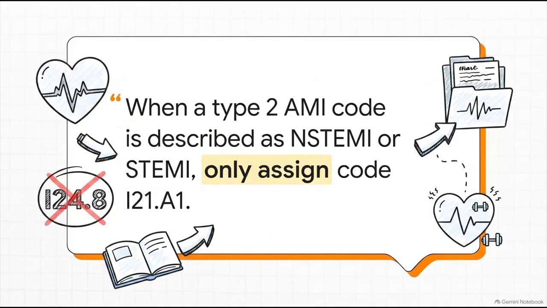Now, this leads us to a very strict ICD-10-CM coding guideline. If the documentation describes a type 2 acute MI, even if the provider explicitly calls it a STEMI or NSTEMI, you only assign code I21A1. You absolutely do not assign a separate code like I24.8 for demand ischemia. Code I21A1 covers the whole shebang, followed by the code for the underlying cause if you know it.